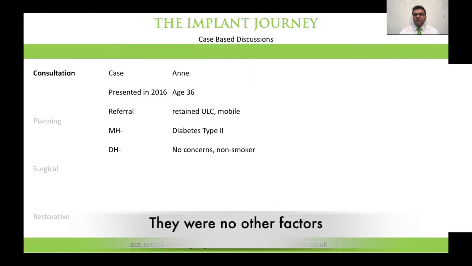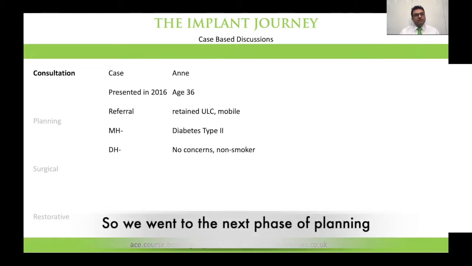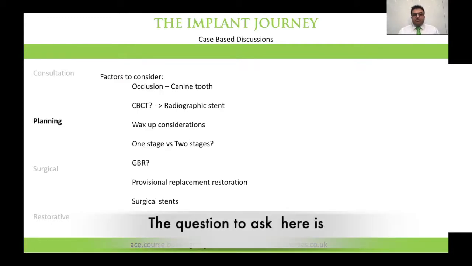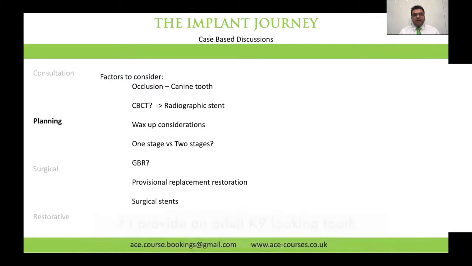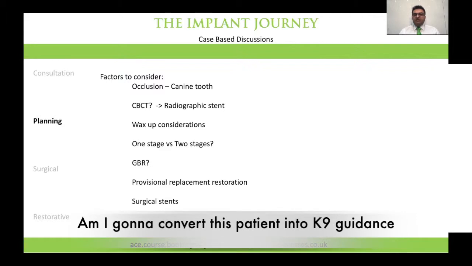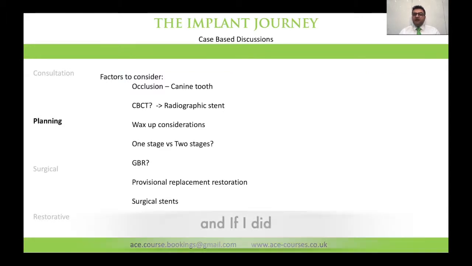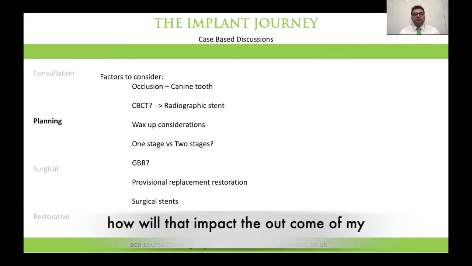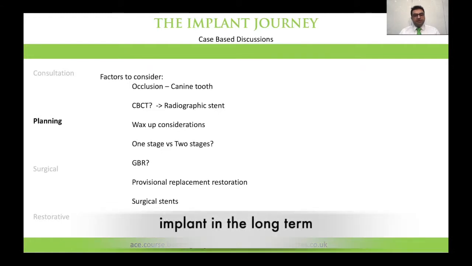There were no other obvious factors for Anne to be considered in terms of a consultation appointment, so we went to the next phase of planning. The question to ask here for me in terms of planning is, I will be replacing the canine tooth, and what occlusion am I going to consider? An adult looking canine tooth, am I going to convert this patient into canine guidance? And if I did, how will that impact the outcome of my implants in the long term?